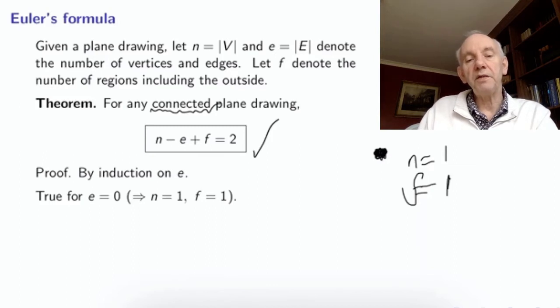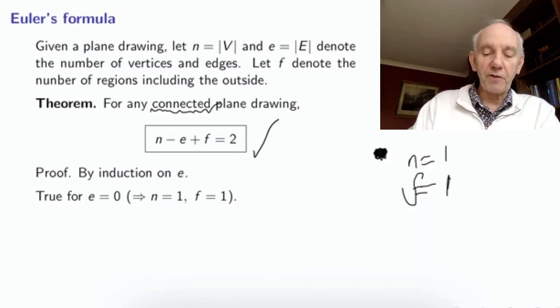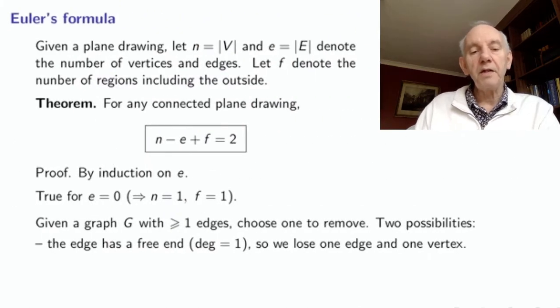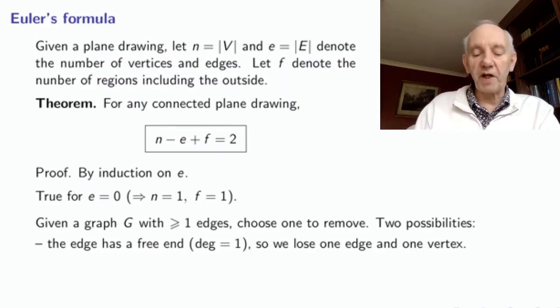And then we use induction. So we suppose that the formula is true for any connected plane drawing with a certain number E of edges. And now we suppose that there's one more edge. So if you like, we get a bigger graph with one more edge, and we can try to reduce to a graph with E edges by removing an edge. So we're given a graph with one extra edge and we try and remove it. And there are two scenarios.